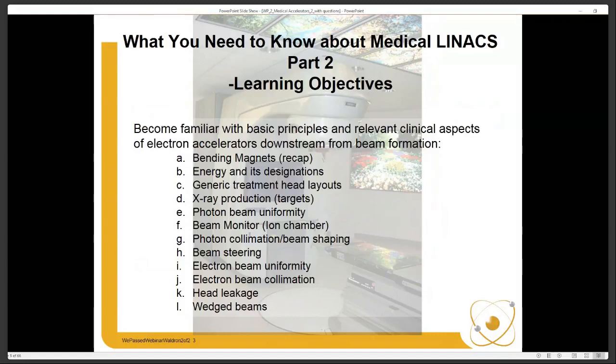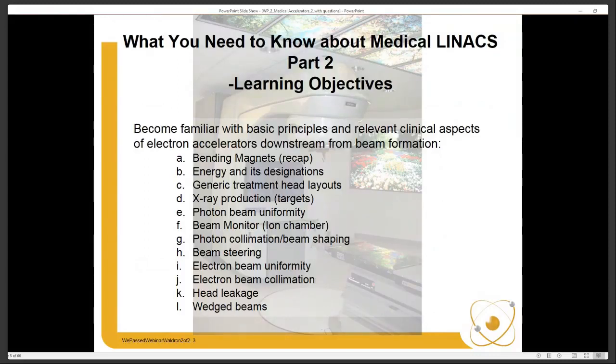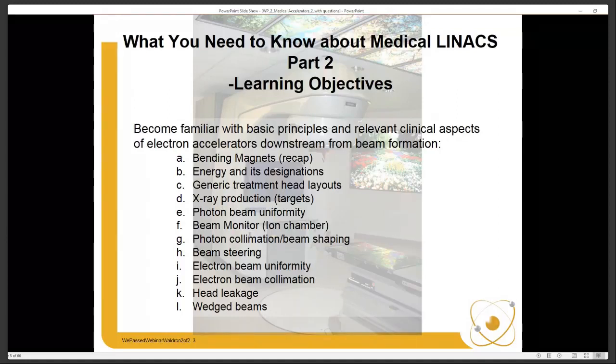Thereafter, we'll talk about some generic treatment head layouts. You know, what does the beam encounter once it leaves the bending magnet? We'll cover X-ray production, in which, of course, the target is the important part there, photon beam uniformity and how we manage it, the beam monitor or ion chamber, which, of course, tells us how much dose we're giving. Eventually, how do we shape or collimate the photon beam, what are some of the effects of beam steering? And then what about electron beam uniformity and collimation? We'll then sort of shift gears one more time and talk about head leakage and wedges and their effects on beams.